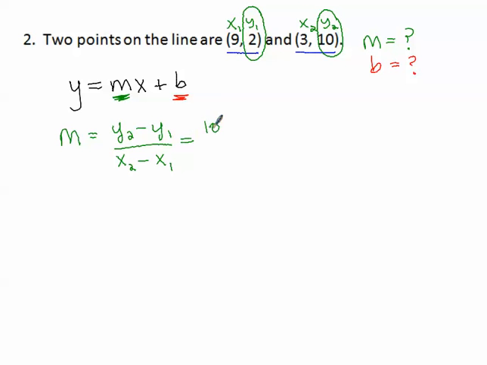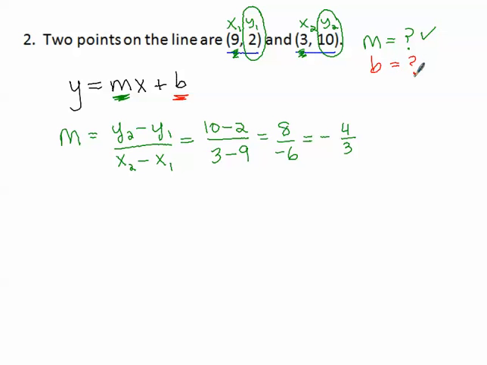So we'll do 10 minus 2 over x sub 2 minus x sub 1. X sub 2 is 3, and x sub 1 is 9. 3 minus 9. 10 minus 2 makes 8, and 3 minus 9 makes negative 6. Simplifying this makes negative 4/3. Our slope is negative 4/3. Now we have the slope.